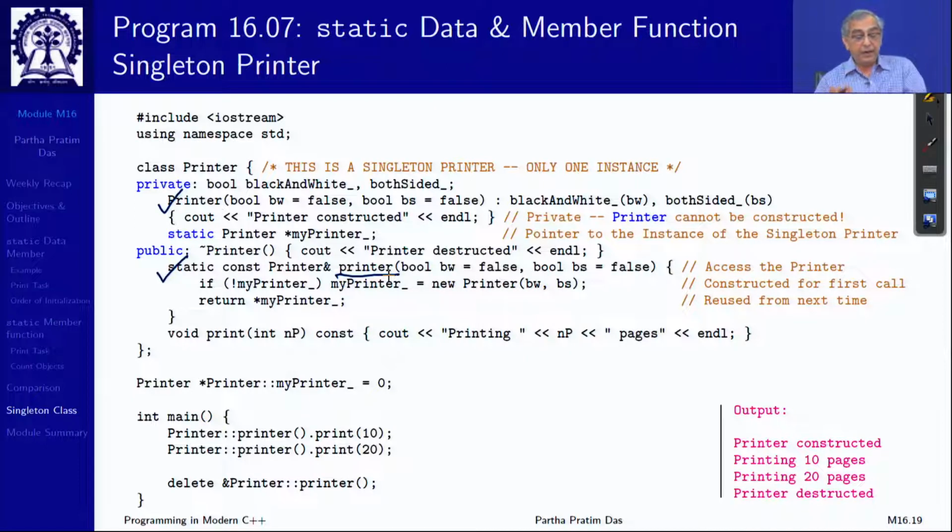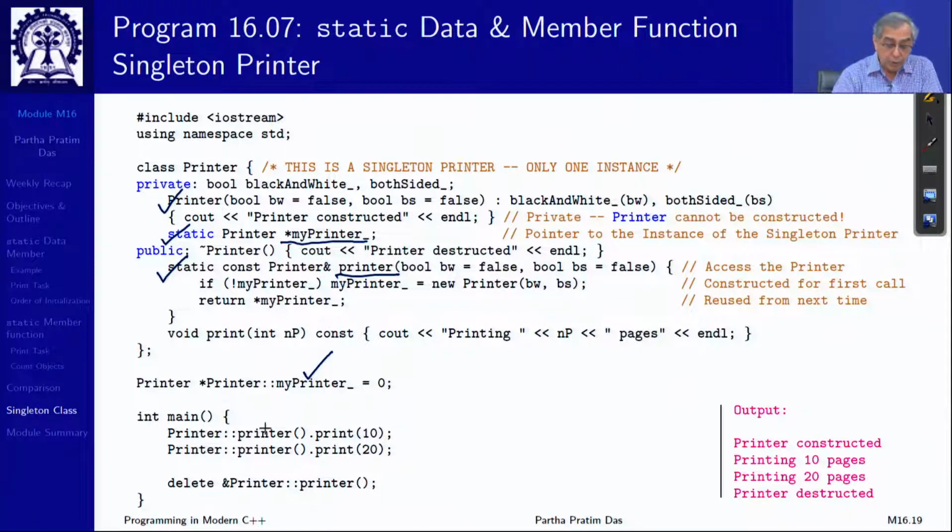So, how do I know if I have an instance? For that I provide in the private section a static pointer and initialize that pointer to null. So, what will happen when the system starts? This pointer is null, which tells me that there is no printer.